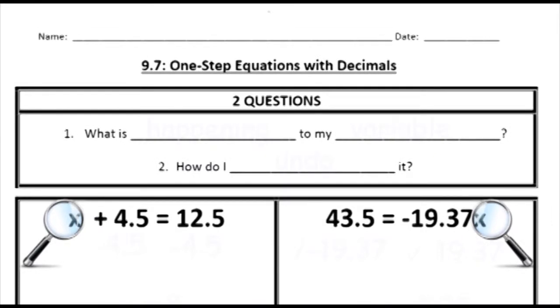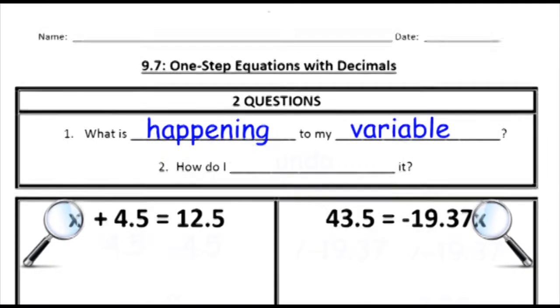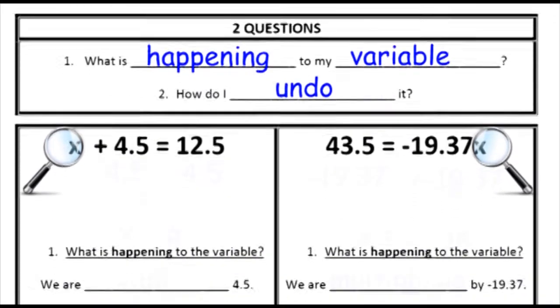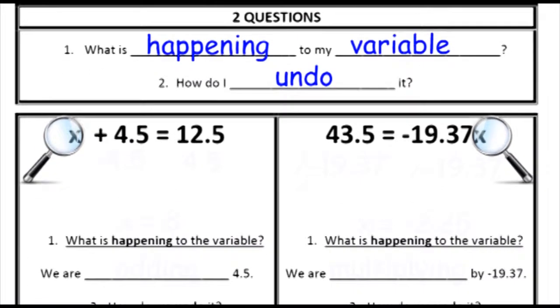Don't get that way. Two questions. What is happening to my variable? That is the important question that we always skip. That is the important question that your math teachers previously have not asked you to look at. If you don't know what's there, you don't know how to undo it. You don't know how to solve it. A detective looks at the clues before he solves the crime. So, second question, how do I undo it? We have to look at what operation is happening to my variable before I solve anything.